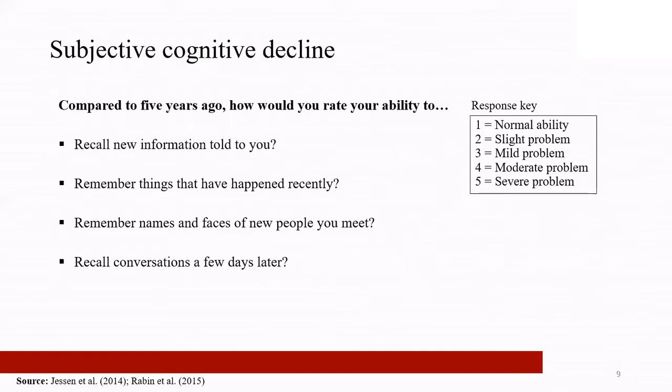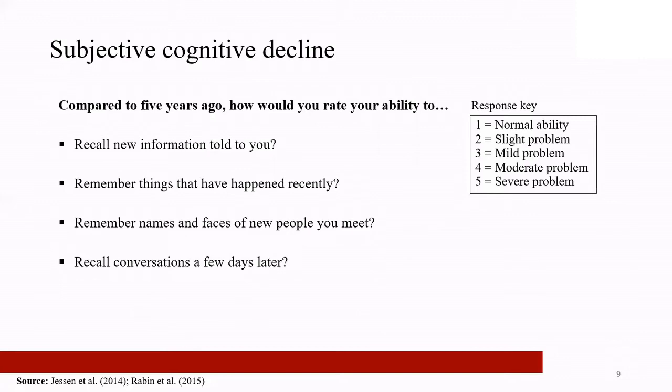For the subjective measure of cognitive decline, we use a measure that was created at the IADC. It takes place in two phases. First, participants are asked the following questions. Compared to 5 years ago, how would you rate your ability to? And then they're asked a series of questions such as recall new information told to you, remember things that happened to you recently, remember the names of faces, places you meet, and recall conversations a few days later. Using this Likert scale shown on the right, they give answers to all these questions and more.